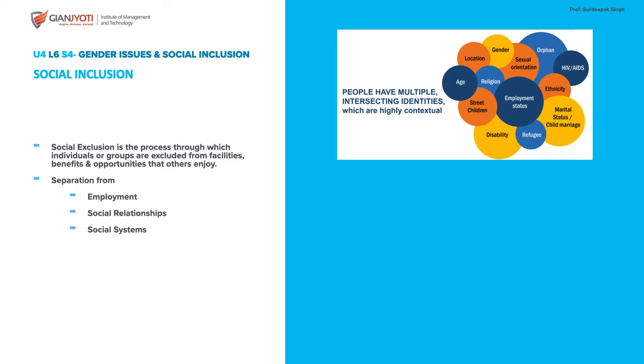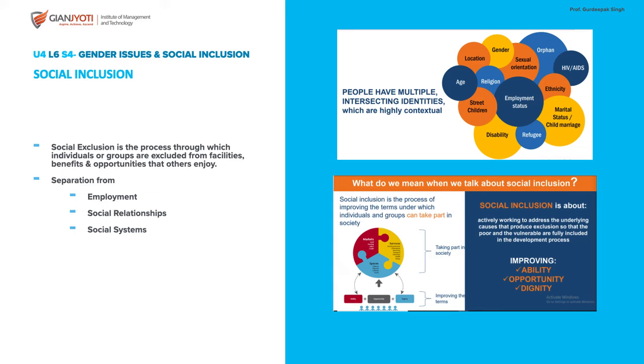So, when we talk about social exclusion, that is the process where individuals or groups are excluded from facilities, benefits, and opportunities that others enjoy in our country, like separation from employment, social relationships, the social systems that our country has.